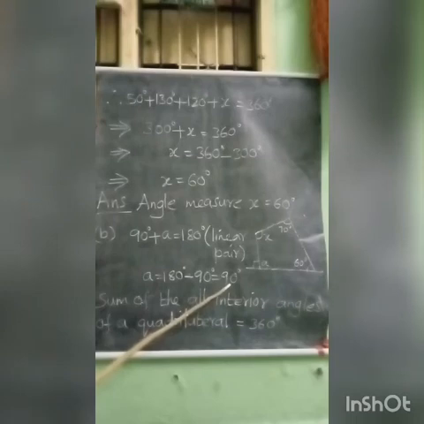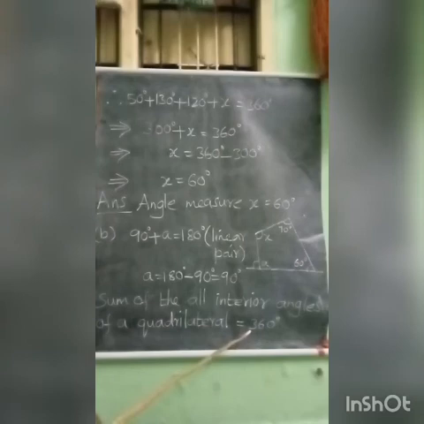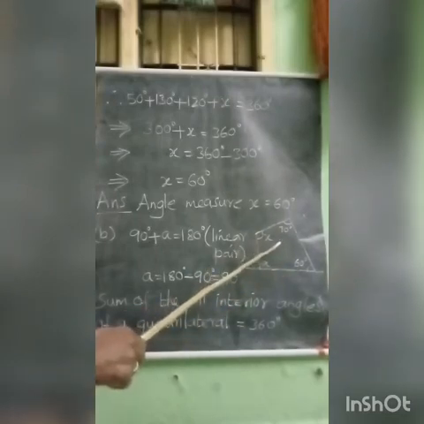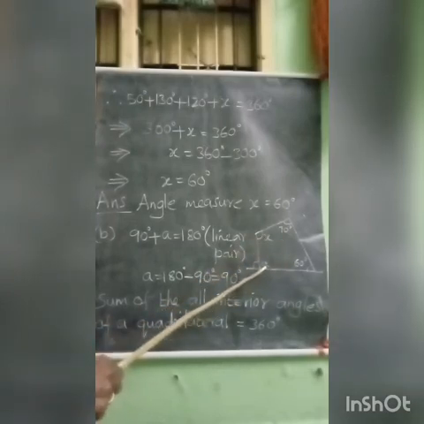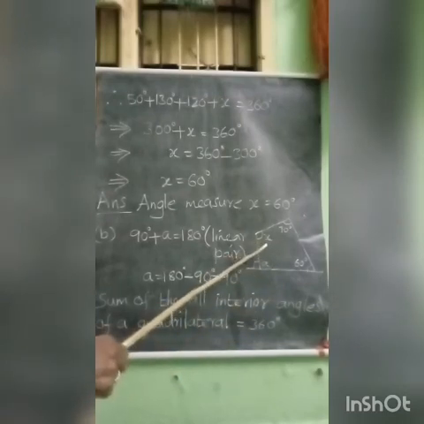Then to use the angle sum property of a quadrilateral, that is, the sum of all interior angles of a quadrilateral is 360 degrees. From that we get, to find the sum of these 4 angles, x plus 70 degrees plus 60 degrees plus A, which is 90 degrees, equals 360 degrees. From that, to find the value of the unknown measure x.